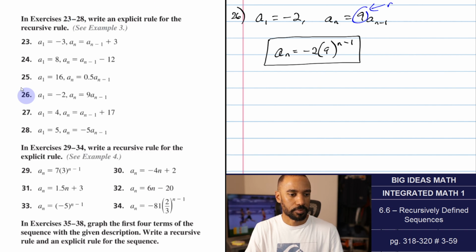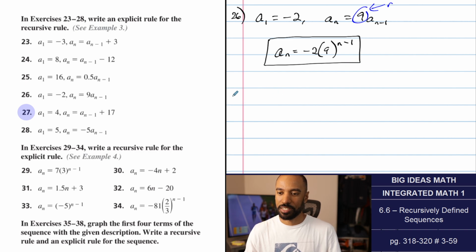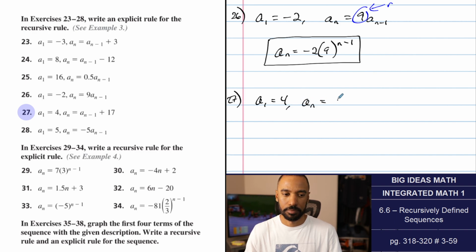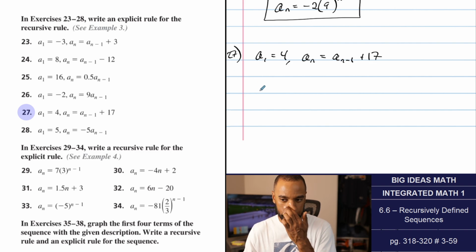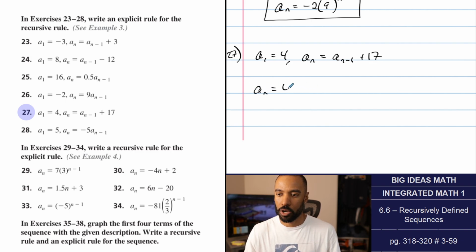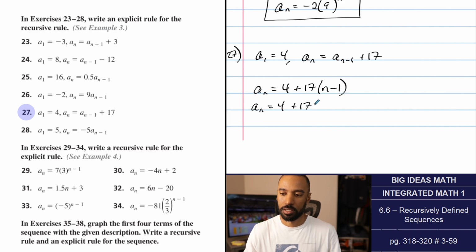Number 27, we have an addition of 17, starting from 4. So that's your common difference. It is an arithmetic sequence. So we are going to start from 4 and add 17 n minus 1 times. Distribute our 17, and do 4 minus 17, which is negative 13. So 17n minus 13.